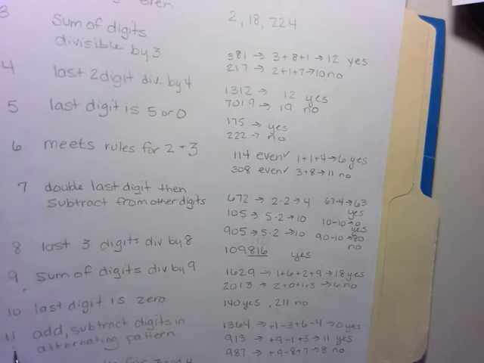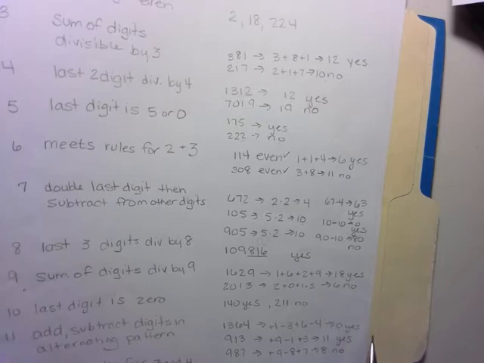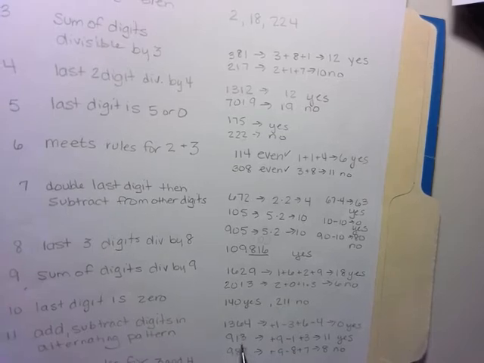11 is a weird one. We add and subtract the digits in an alternating pattern. So for 1,364, we have 1 minus 3 plus 6 minus 4, which gives us a 0. 11 divides 0 evenly, so yes, 1364 would be divisible by 11.